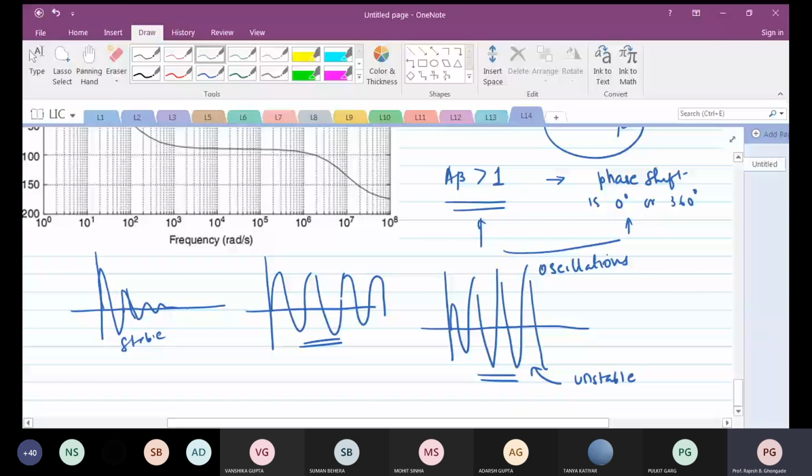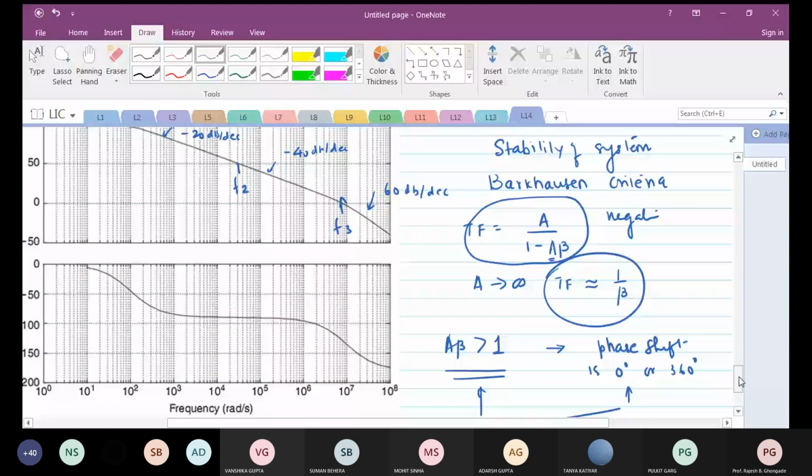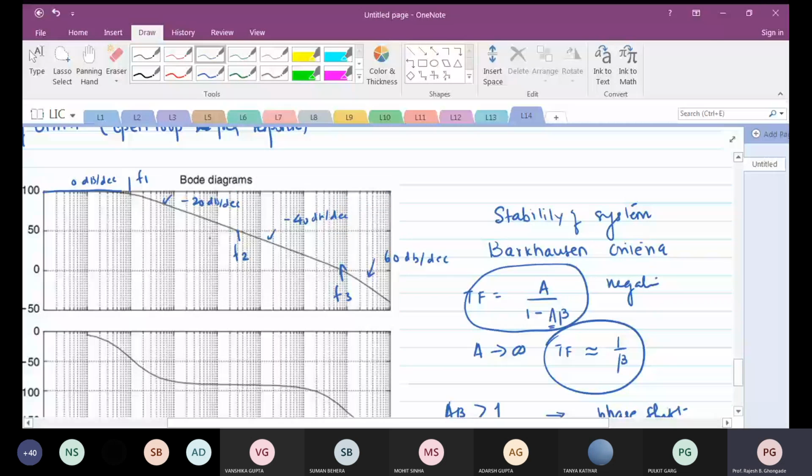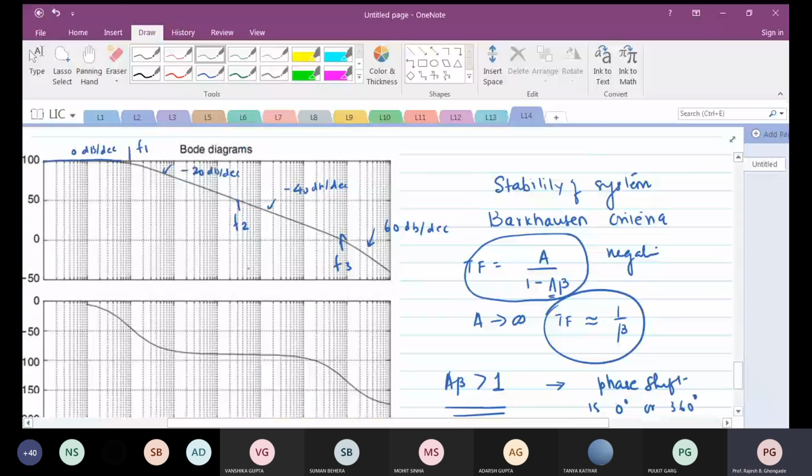So if you don't want instability for the operational amplifier, what is the care that you have to take? That is what is important here. If you look at the open loop frequency response, it has got several poles. I hope you have studied poles and zeros.